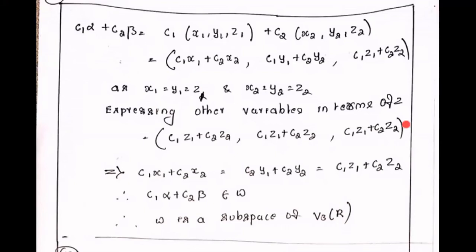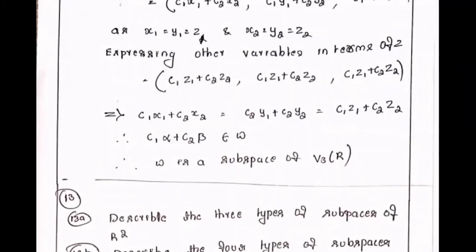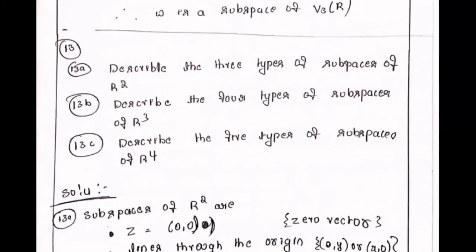When you observe that, C1 Z1 plus C2 Z2, the same thing repeats here. So that means that all are equal. Since all are equal, that is the condition that should be satisfied if it should lie in W. So it's a subspace. Okay.